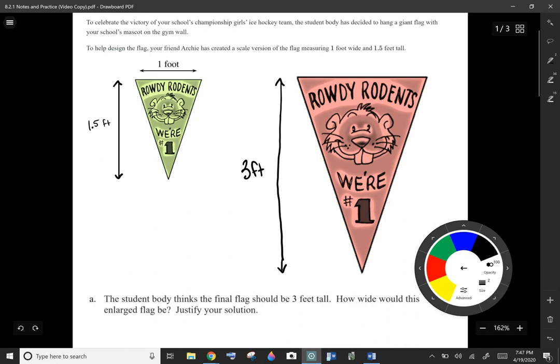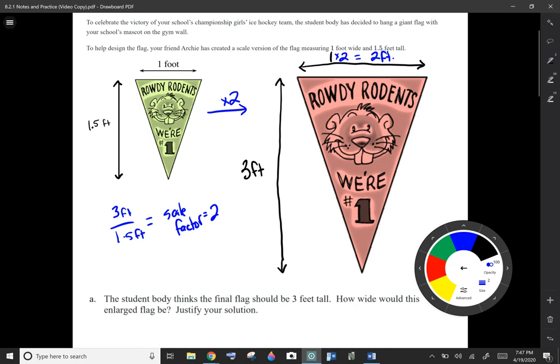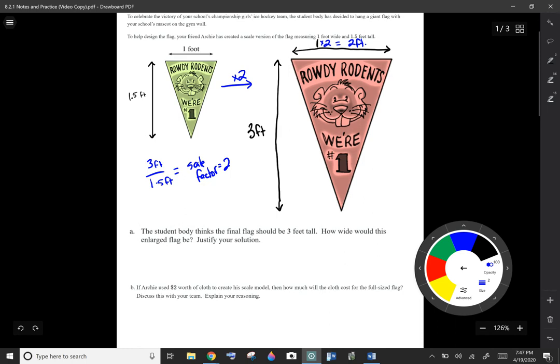So we don't really have to set up a ratio if we don't want, but if we made it look like that, if we took that 3 feet and put it over the 1.5 feet, it looks like the scale factor is 2, which means that this is 2 times as big. So if we know that, then when we work up here with our width, we know that this is going to be equal to 1 times that scale factor of 2, which means that it is 2 feet wide. So twice as tall, twice as wide. So I'll just write that down here for part A.